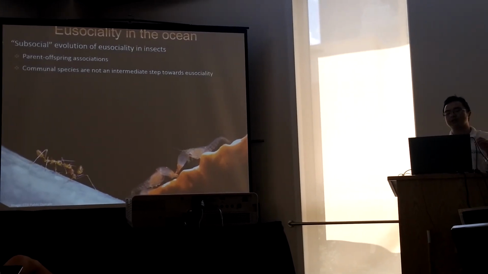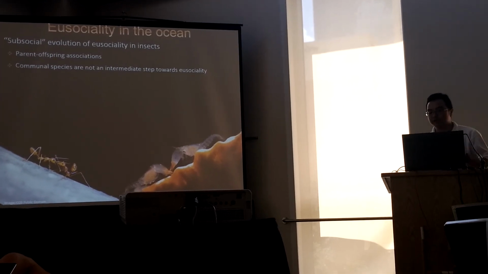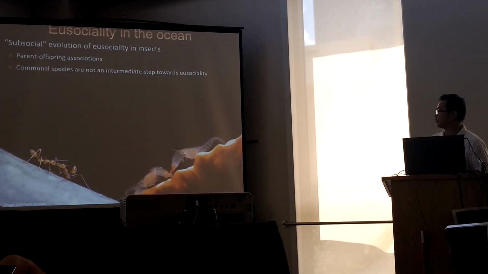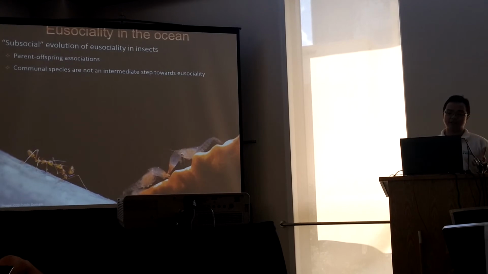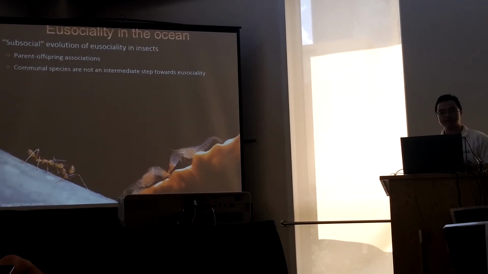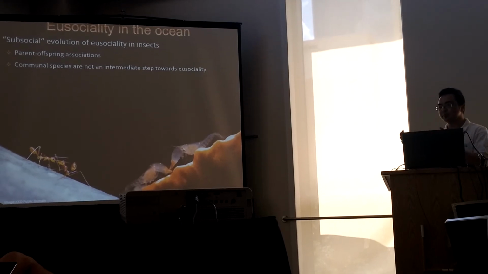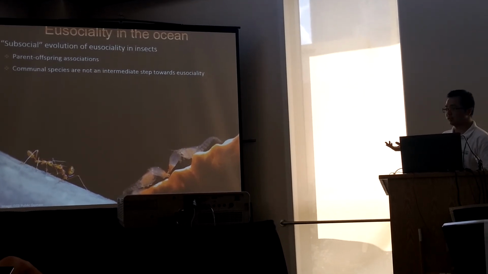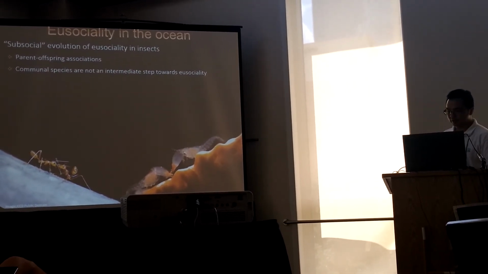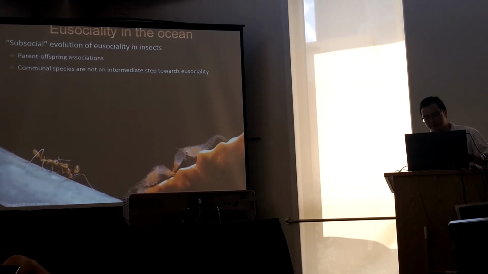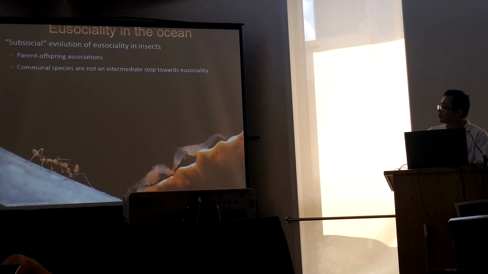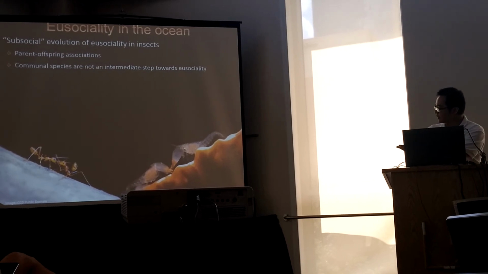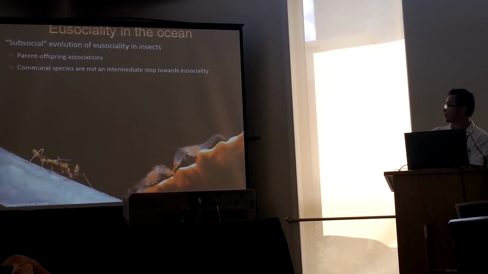So finally, to look a little more broadly at eusociality in shrimps and in the ocean, what we find in shrimps actually matches the so-called subsocial evolution of eusociality in insects, which means we suggest that eusociality was first initiated by parent-offspring association instead of by accumulation of non-related individuals. So communal species are not intermediates that show eusociality in the ocean and on land. So what it all means maybe is that the transitions towards different social organizations happen in the same way, although shrimp and insects are in different ecosystems.